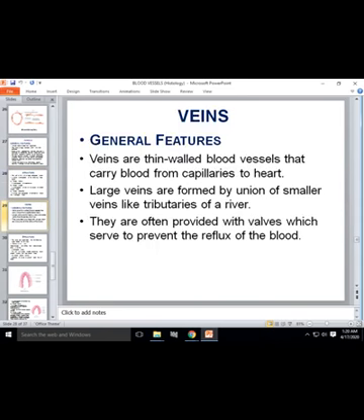Now we come to the veins. The general features of the veins are that these are thin-walled blood vessels that carry blood from capillaries to the heart. Large veins are formed by union of small veins, like tributaries of a river. They are often provided with valves which serve to prevent the reflux of blood.